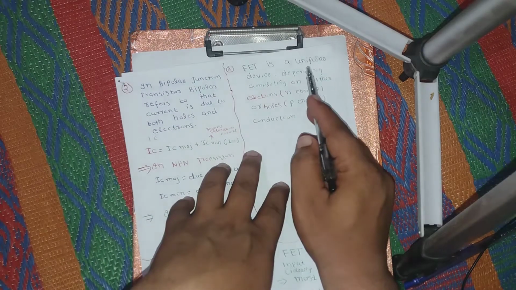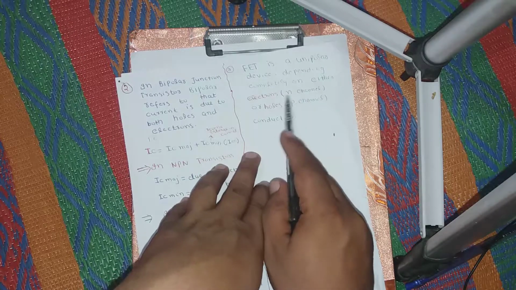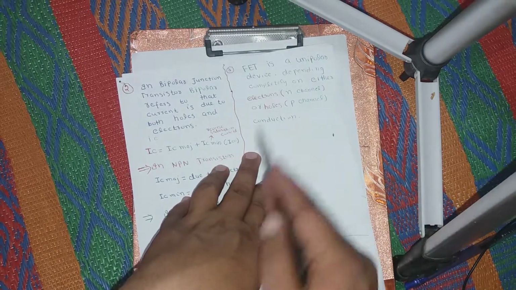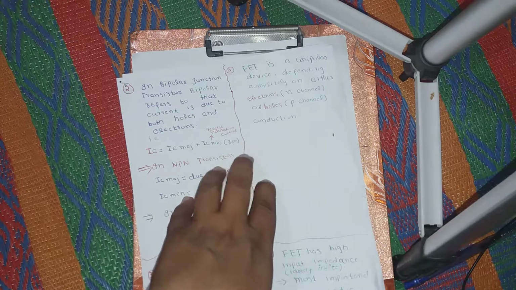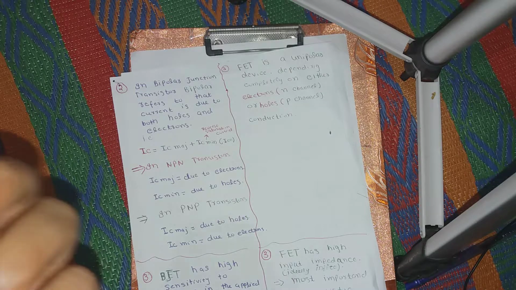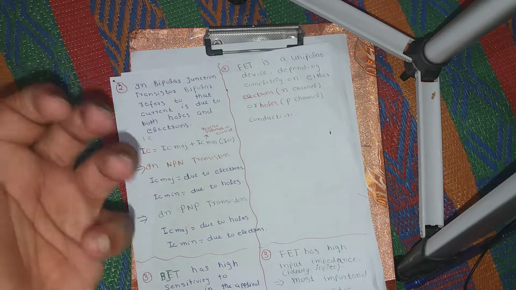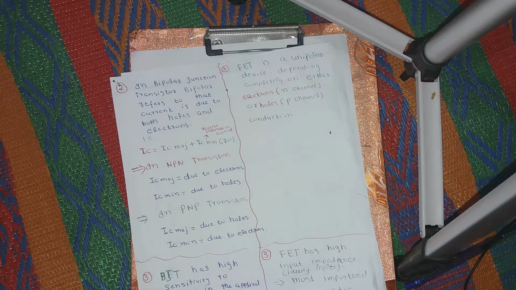While FET is a unipolar device, depending completely on either electrons in case of N channel or holes in case of P channel conduction. In FET the current is either due to electrons or due to holes. So it is a unipolar device, okay?